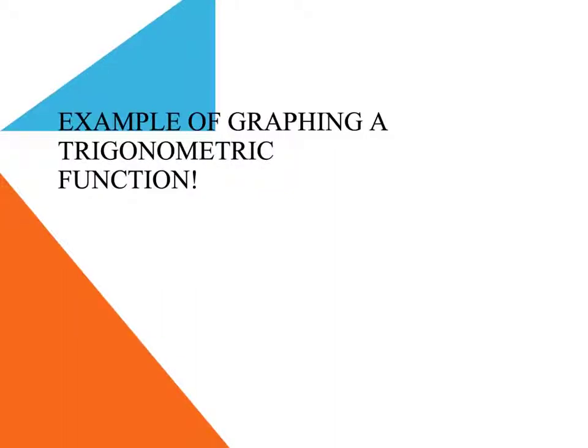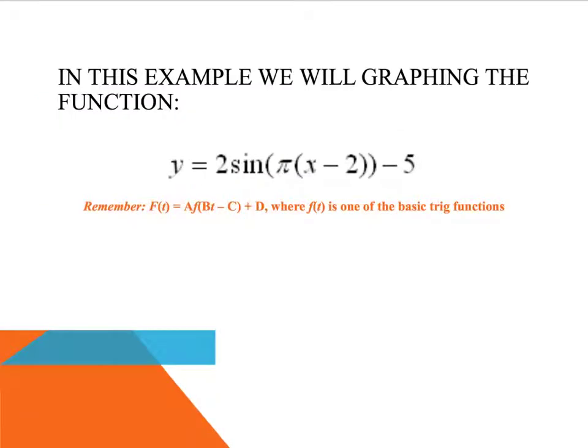In this example, I will be showing you how to graph a sine curve. The trigonometric function that we will be graphing today is y equals 2 times sine of pi times the quantity of x minus 2, minus 5.